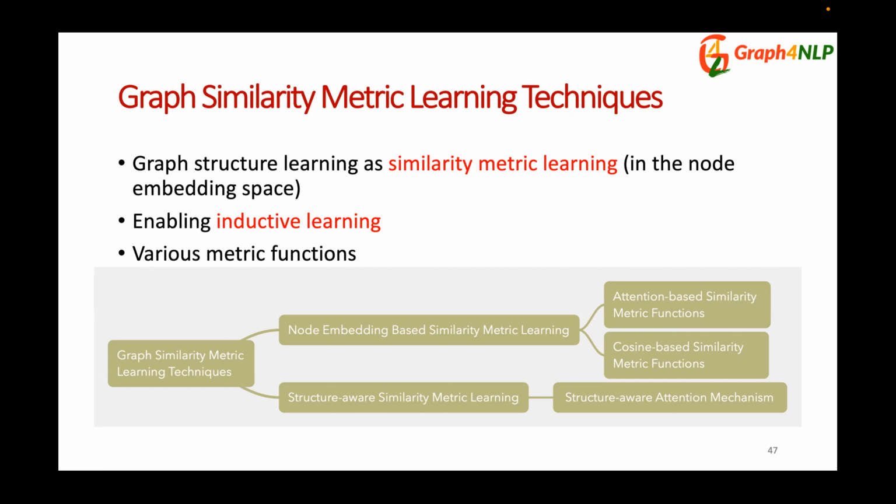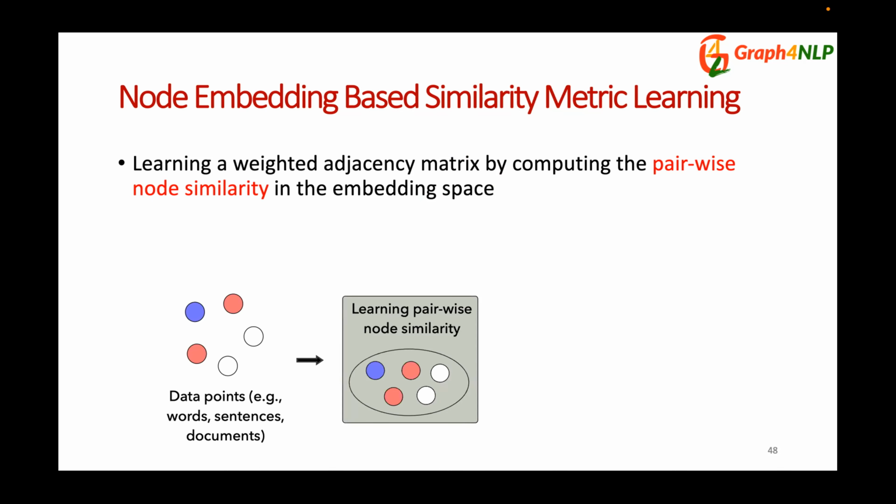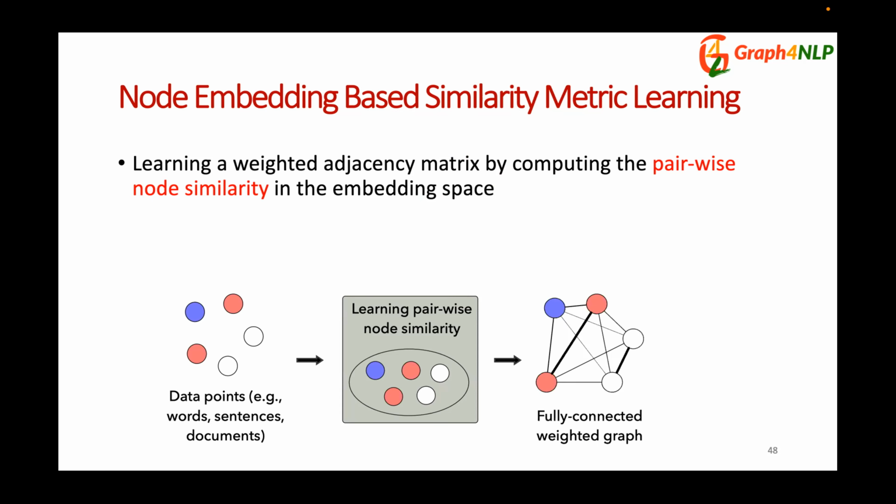So we will talk about each of them in the next few slides. Let's first talk about node embedding based similarity metric learning. We are given a set of data points with vector representations, and we can apply various metric functions to learn the pairwise node similarity. The output is the weighted adjacency matrix, which corresponds to a fully connected weighted graph. Common metric functions for this purpose include attention-based and cosine-based functions.